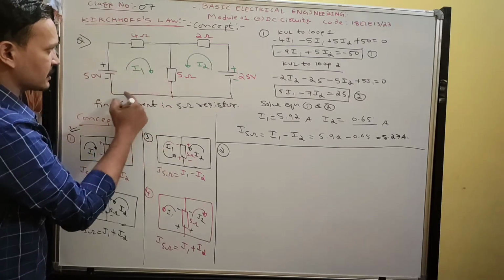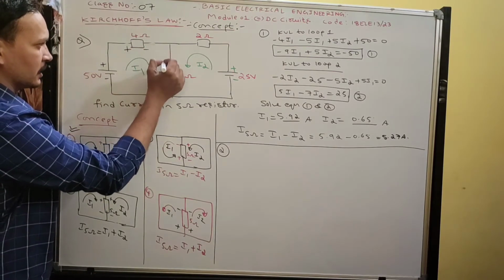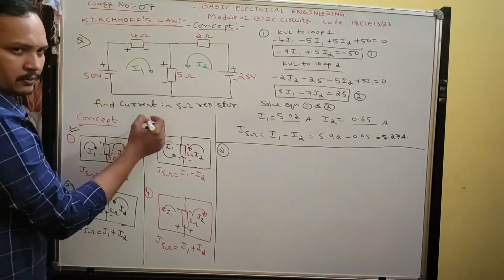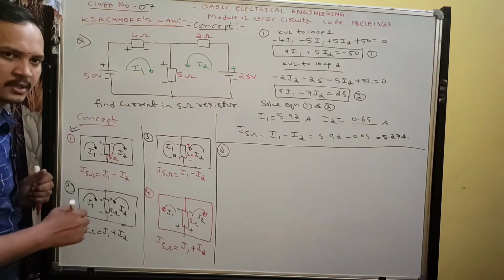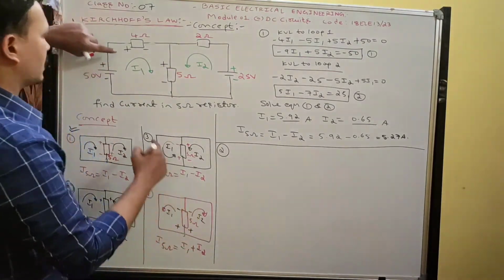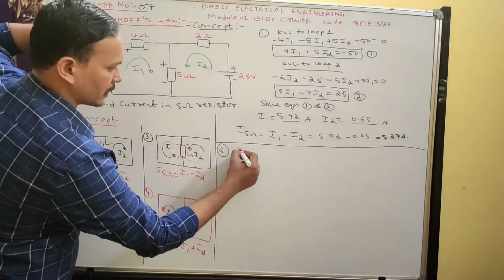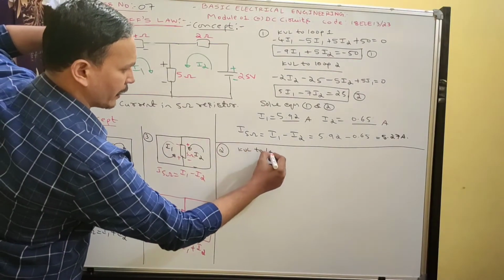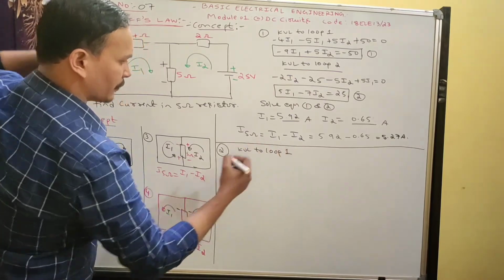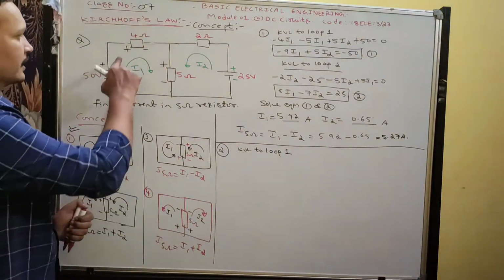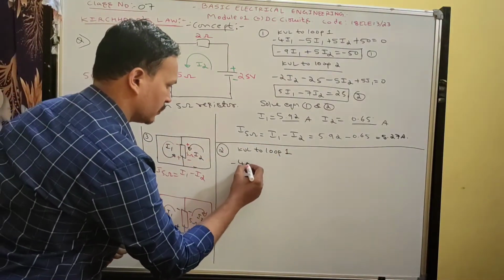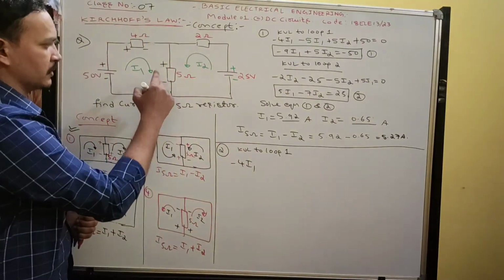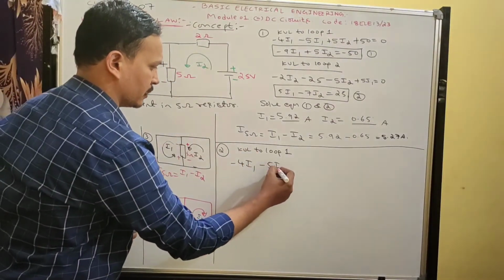This I1 current is entering the resistor, mark plus, leaves negative. Entering plus, leaves negative. Don't modify the polarity of the EMF source. Okay, now apply KVL here. Apply KVL to loop 1. You will get plus to minus drop, minus 4 I1, plus to minus drop, minus 5 I1.